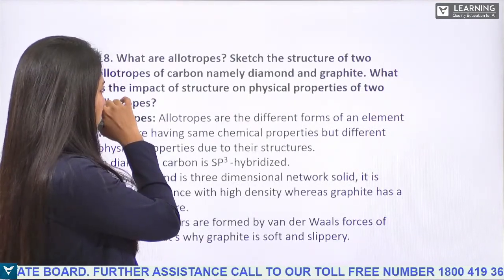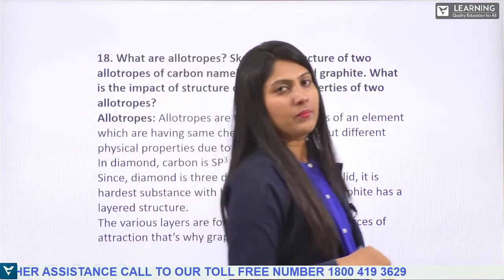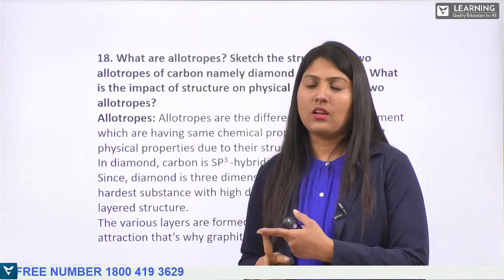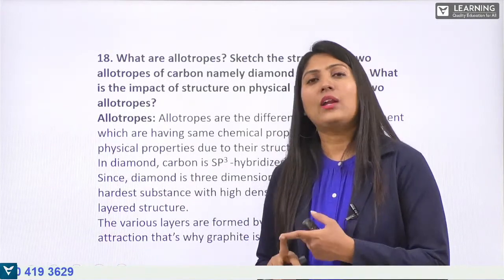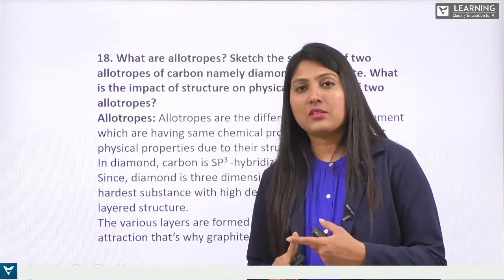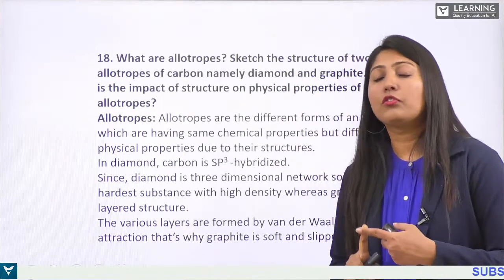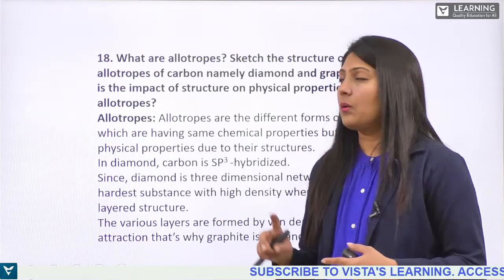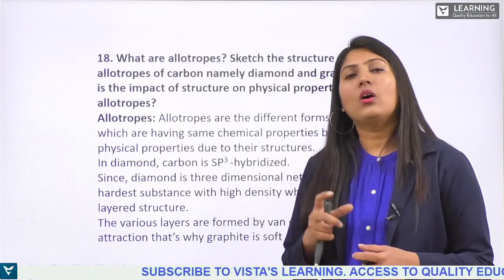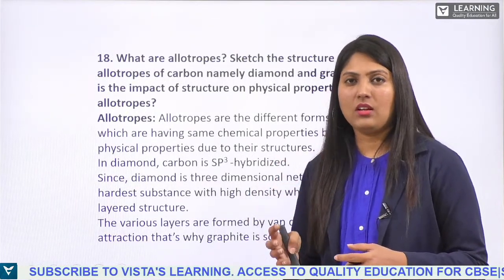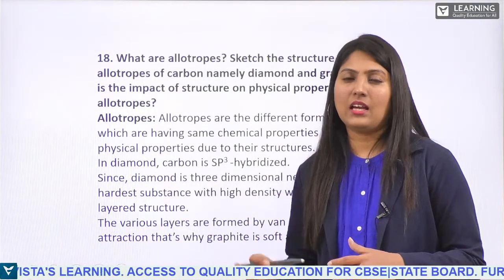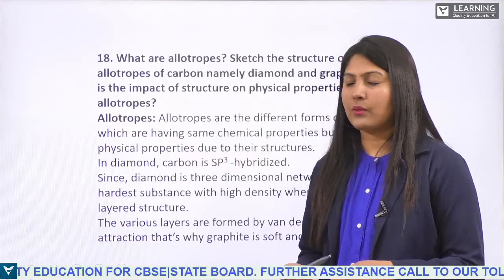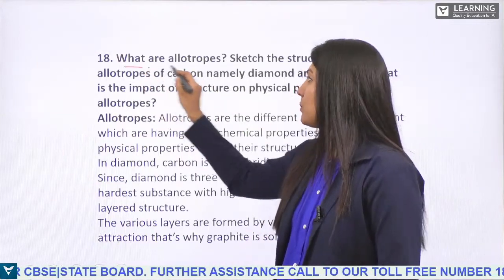Next question. What are allotropes? Yes, students, you have two things to remember: isotopes and allotropes. Isotopes are different, allotropes are different. Isotopes depend on the number of neutrons present in the nucleus of each atom. But allotropes depend on the hybridization and the structure and their form physically, how they are found in the earth's crust. Got it?